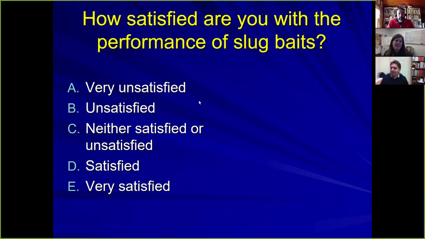Okay, that's interesting as well. Usually when I ask this question, regardless of the stakeholder group I survey, the vast majority of people say that they are more neutral, neither satisfied or unsatisfied.